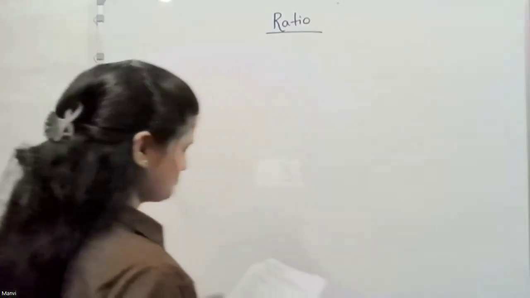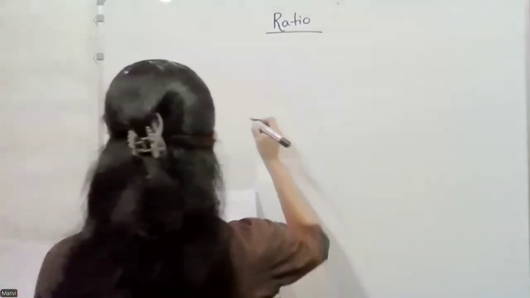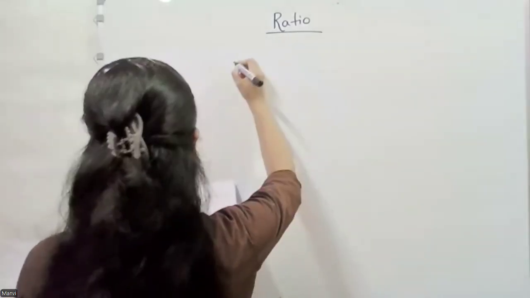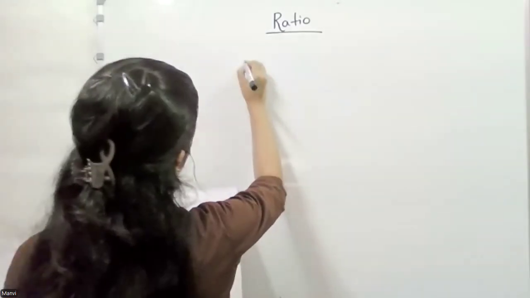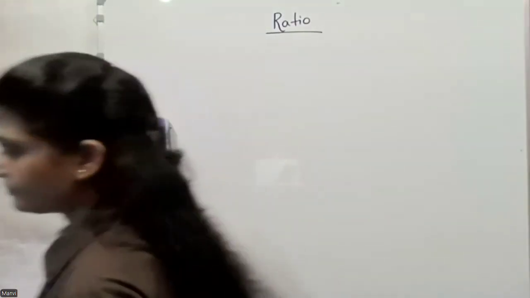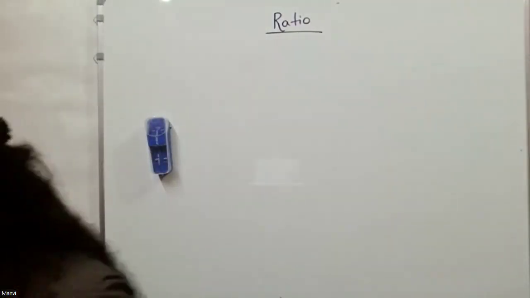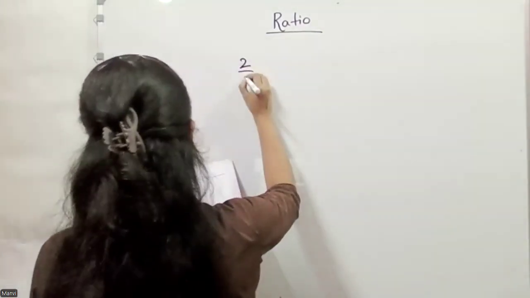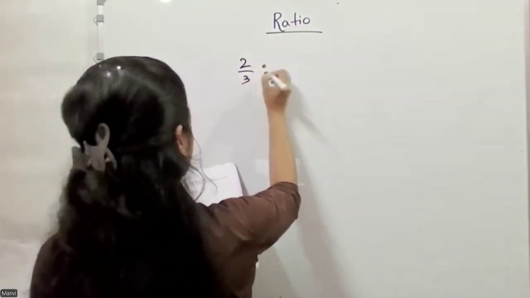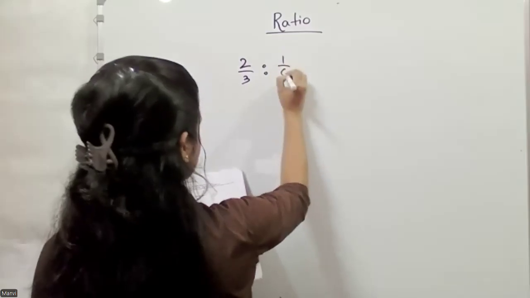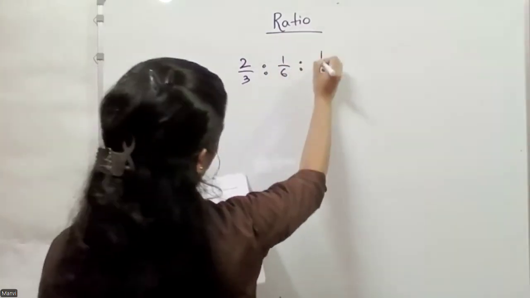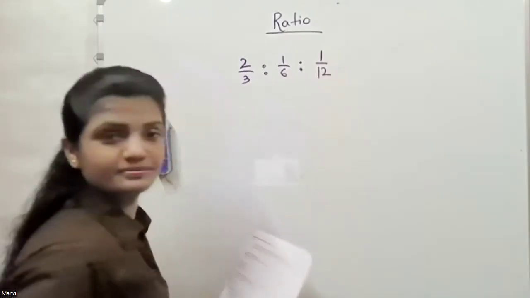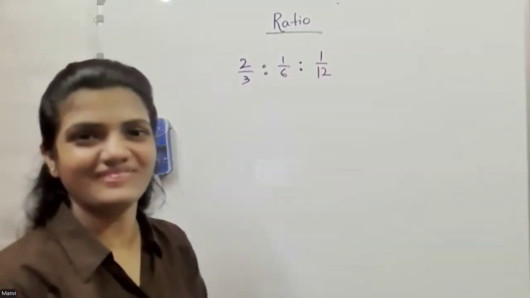Okay, now please convert this into simplest form, Kavya. Let me write: 2 by 3 ratio 1 by 6 ratio 1 by 12. Okay, I'll try this.